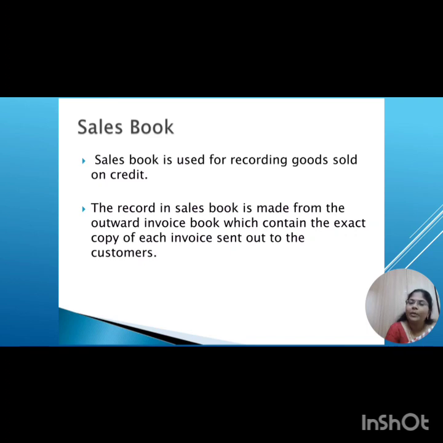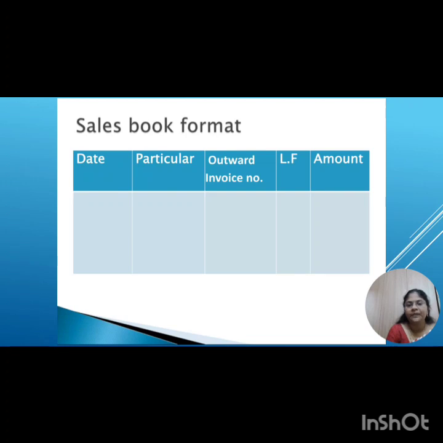Next one is about sales book. The same as purchase, only credit mode sales alone enter in the sales book. The record in such a sales book is made from the outward invoice book, which contains the exact copy of each invoice sent out to the customers. So this is the format for sales book: date column, particulars, outward invoice number, then ledger folio, then the amount.